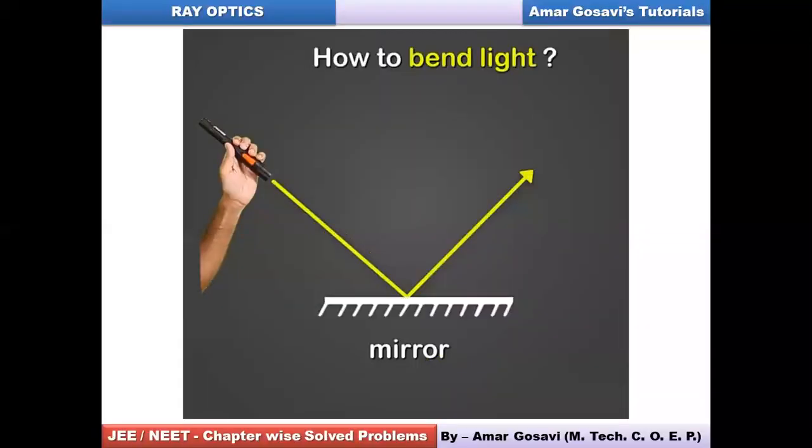Now, how do we bend light? Obviously we bend a light ray with the help of a phenomenon called reflection of light. We all know that. And how do we bring about the reflection? Obviously, we use a mirror for reflecting light. So this is one way of bending light. There are other ways also, and we will talk about them subsequently. But to begin with, we bend the light with the help of a mirror, where we use the phenomenon of reflection of light. Please make a note of this.